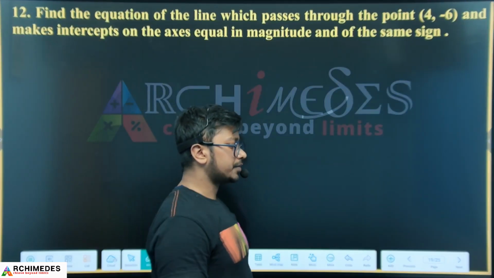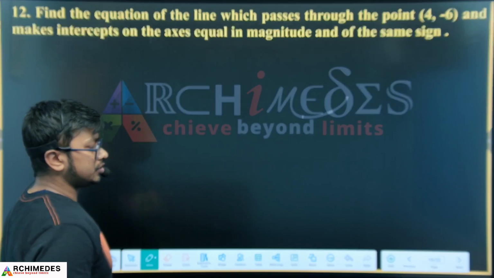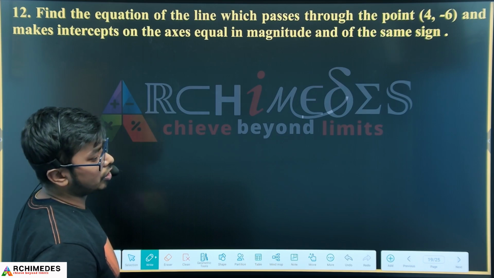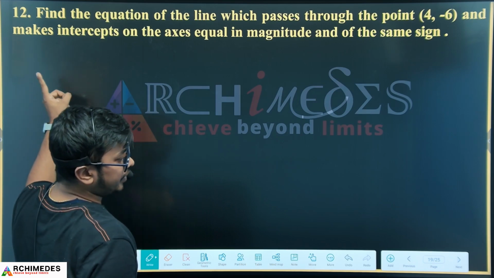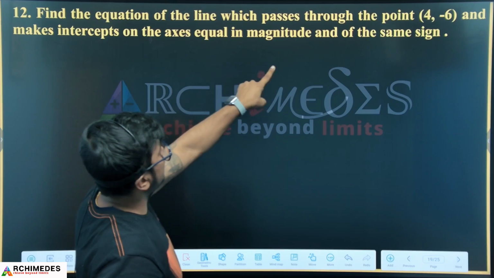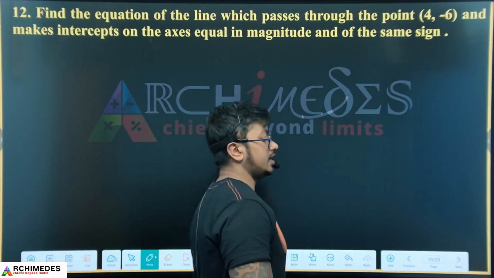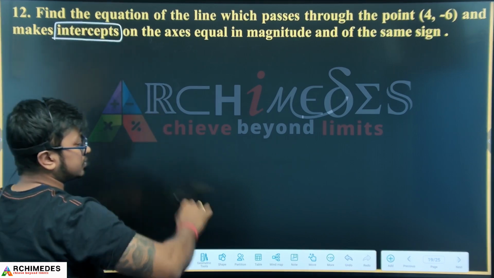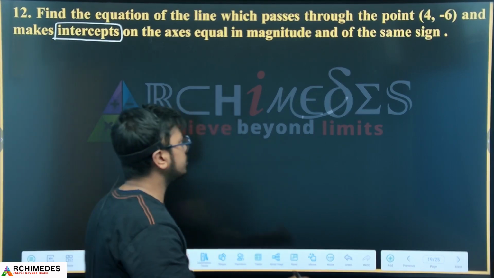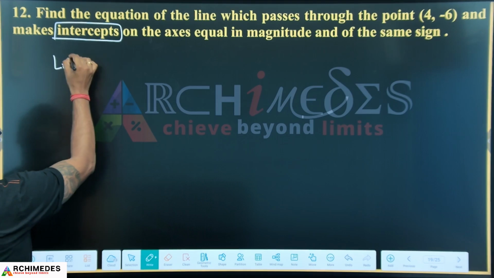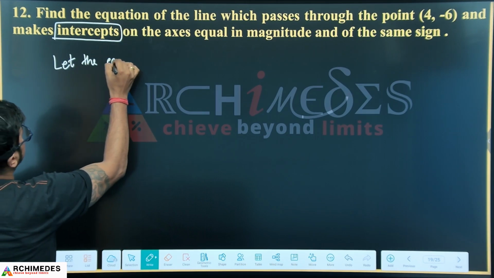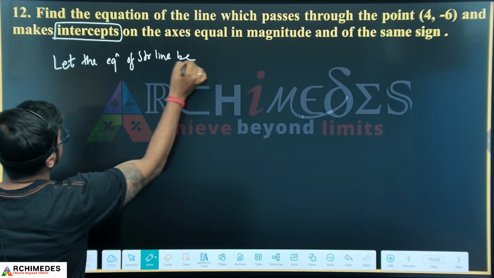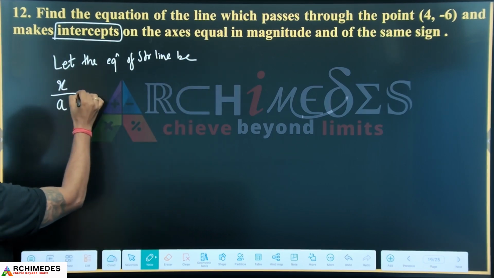Now look here, what is the question? Find the equation of the line which passes through the point 4 comma minus 6 and makes intercepts on the axes equal in magnitude and of the same sign. That means they have given the intercepts. So let us assume the equation of the straight line is, in intercept form, x by a plus y by b.